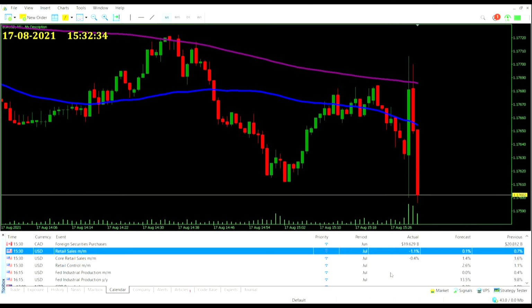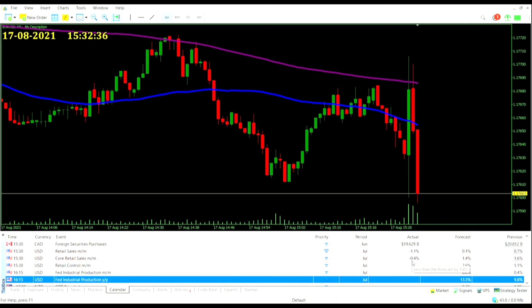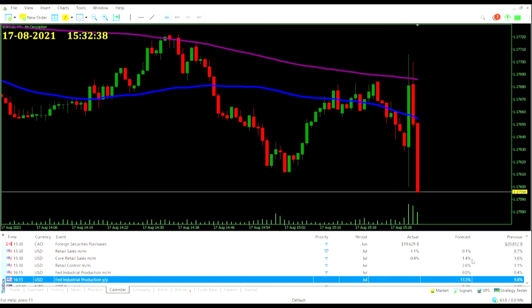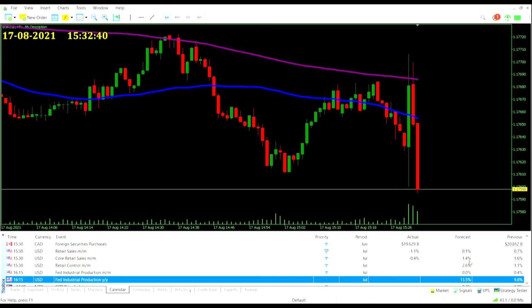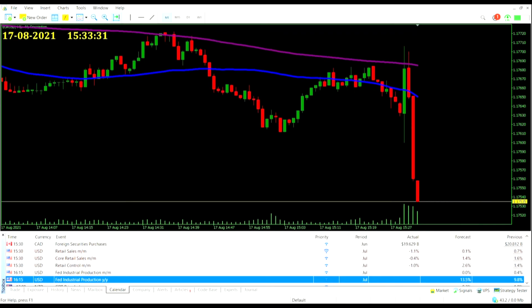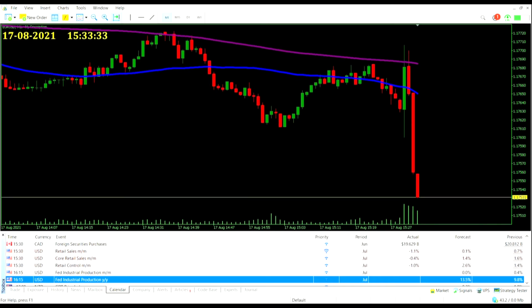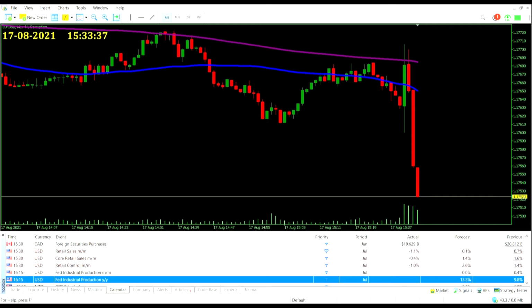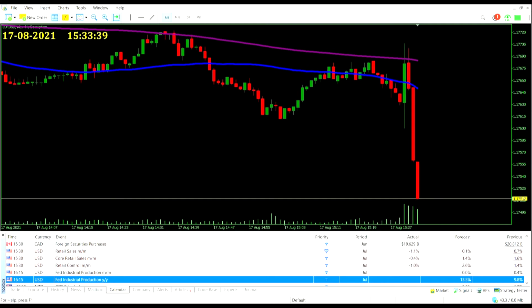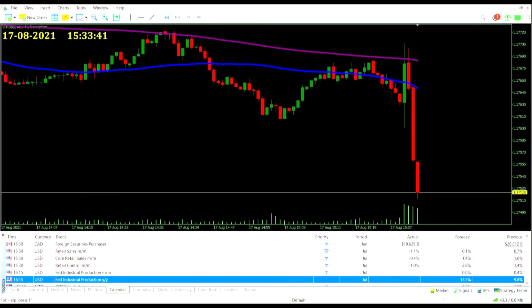Core retail sales down negative 0.4%, and they were predicted at 1.4, so that's a miss as well. And the last one of these month-on-month retail figures, the retail control, coming in at negative 1% when it was forecast at 2.6. But again, the dollar is getting stronger, we're seeing right now.